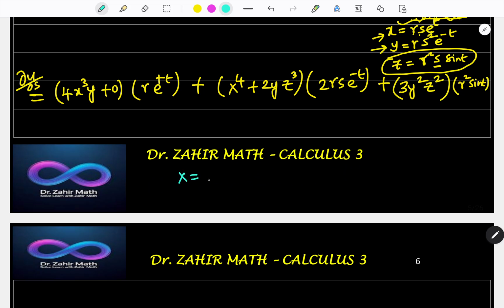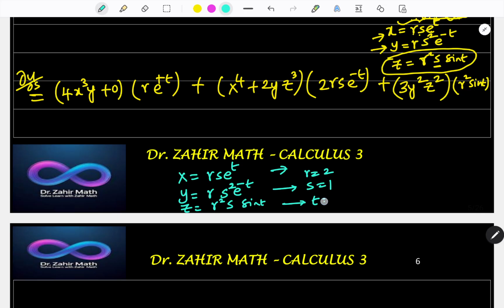x is equal to r s e^t. y is equal to r² s e^(-t). It is not r², it is s². And z is equal to r² s sin t. Now we are going to put the values. What values are you going to put? r = 2, s = 1, and t = 0.